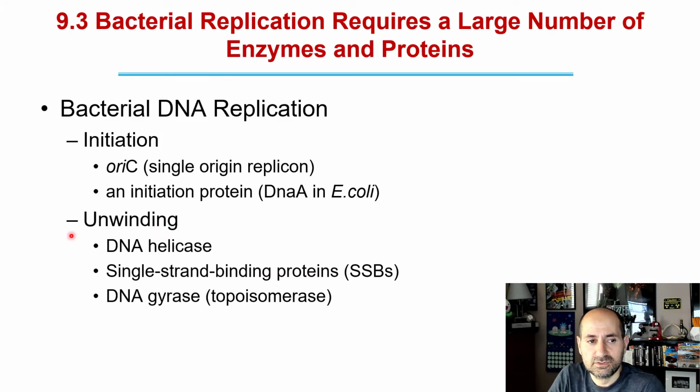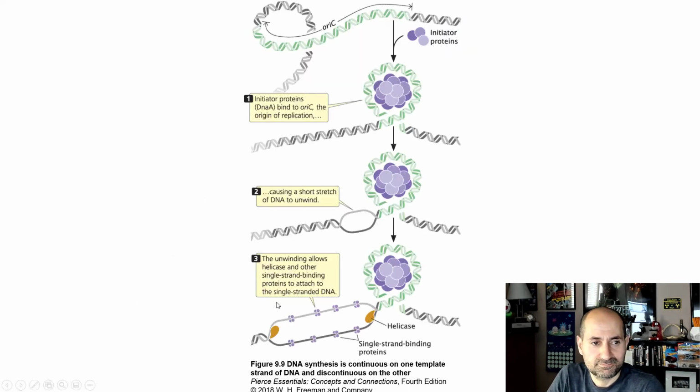And you'll need to know this for the exam. What are these components of unwinding of the DNA at the replication fork? DNA helicase unwinds the DNA. The single-strand binding proteins keep the DNA apart, and then DNA gyrase makes sure that supercoiling doesn't occur in front of the replication fork.